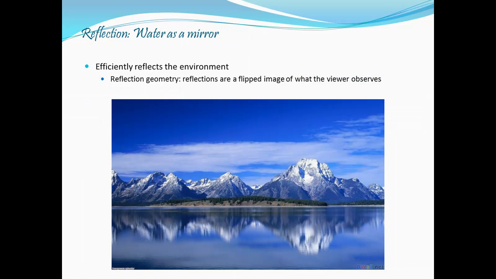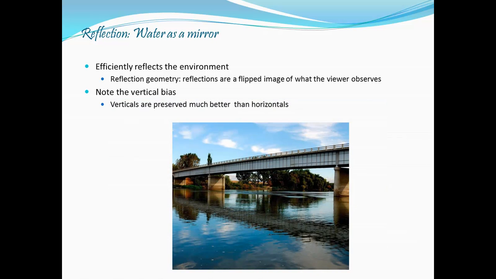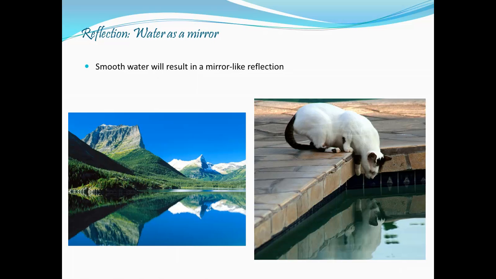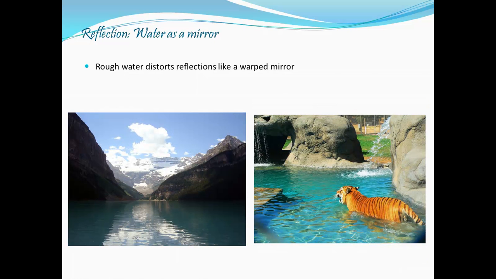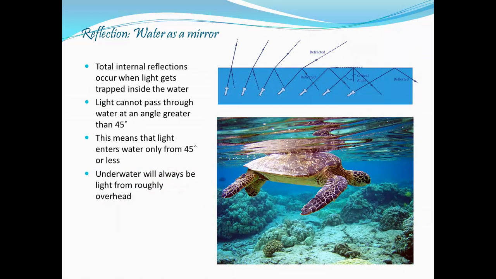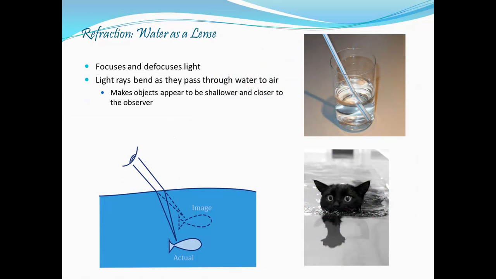Water efficiently reflects its environment. You should note the vertical bias in reflections. Smooth water will result in a mirror-like reflection, while rough water distorts reflections like a warped mirror. Fractured water creates many small planes that smear reflections, as can be seen in sun streaks, moon streaks, and even lightning streaks. Total internal reflections happen when light gets trapped inside water, because light cannot pass through water at an angle greater than 45 degrees.